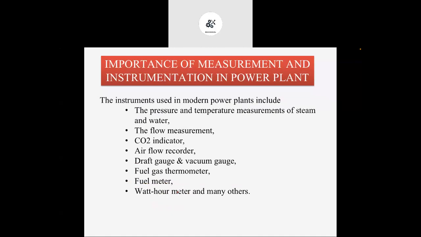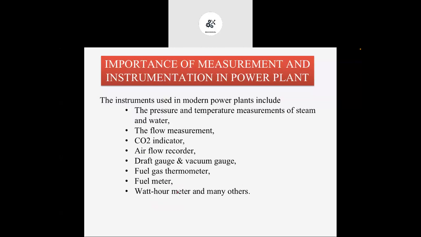Now, in any modern power plant, there are different types of instruments. Generally, for the pressure and temperature measurement of steam and water, we use different instruments, particularly thermometers or thermocouples. Then flow measurement apparatus. Carbon dioxide indicators are there for the exhaust gas, to show how much carbon dioxide, or which different gases, are present in the exhaust coming out from the boiler.